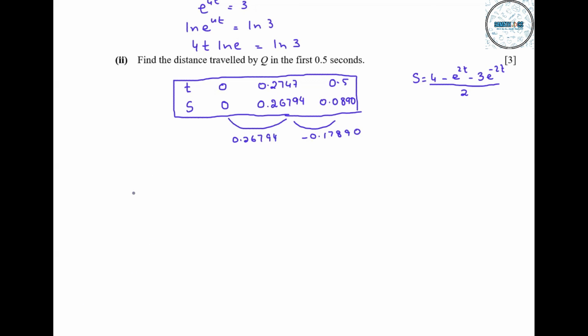For the distance traveled by Q, we can add 0.26794. As this is a displacement, it is negative, so we have to consider it as positive 0.17890. So we will get 0.4468.